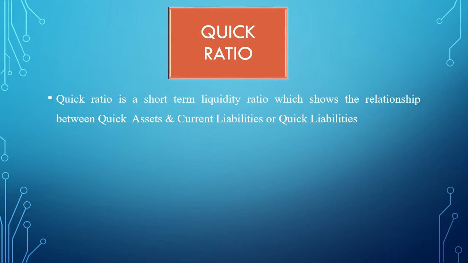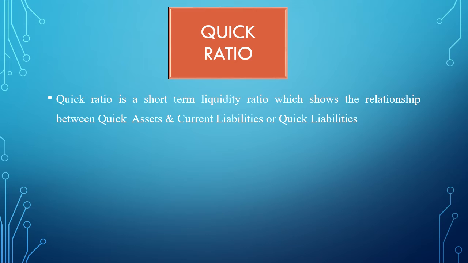Then quick ratio. Quick ratio is a short-term liquidity ratio which shows the relationship between quick assets and current liabilities or quick liabilities. It is used to find out the liquidity position of the company. Quick assets means the current assets except stock in hand and prepaid expenses, which means it is more liquid than current assets. It is a category of current assets, but more liquid.